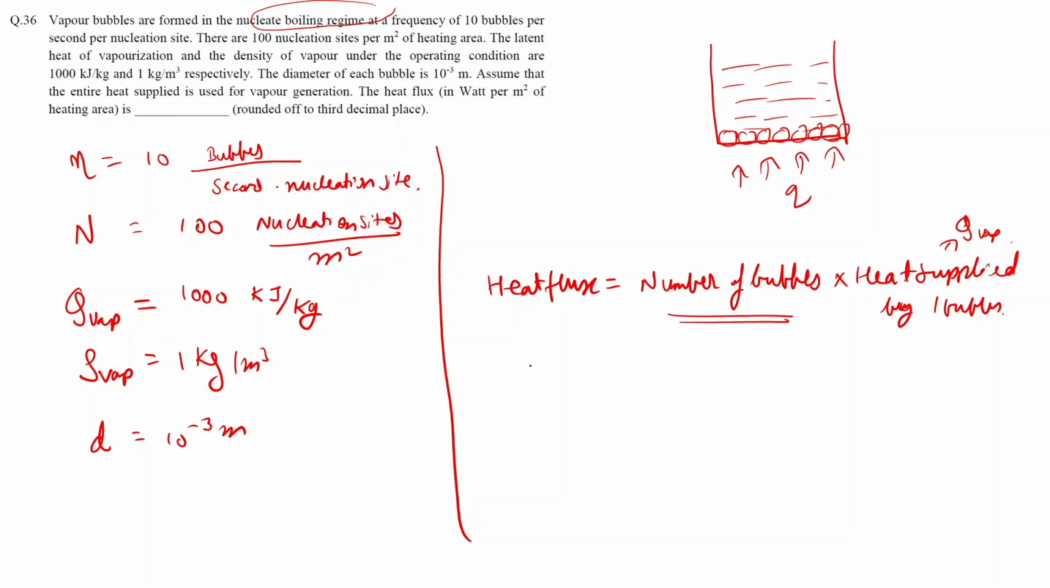To find the number of bubbles, let's find the total volume of the bubbles. The volume is defined as 4 by 3 pi r cube. This we can write as pi by 6 d cube. The diameter of bubble we have been given as 10 raised to minus 3 meter.